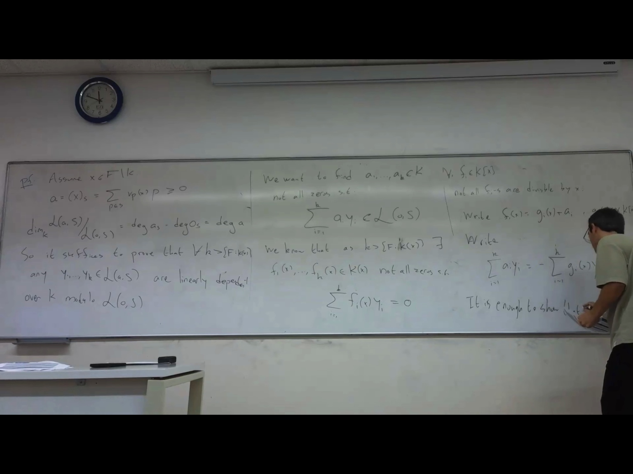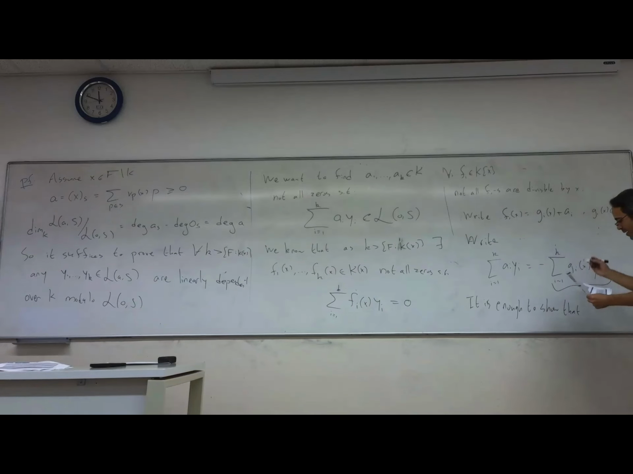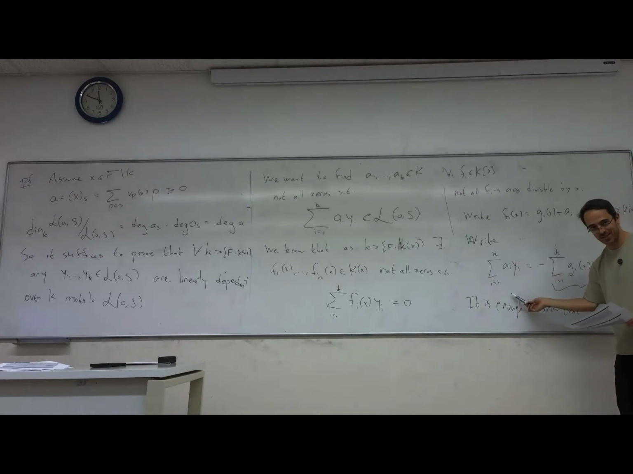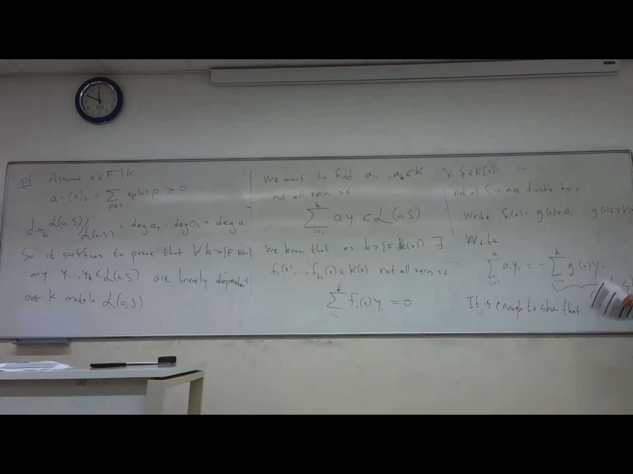that this thing, with the minus or without, it doesn't matter, is in L0(S). I mean, we want this to be in L0(S). We want to find a_i, not all 0 in K, such that this is in L0(S), but that's the same as this, so it's enough to prove that. And the minus doesn't matter because it's a vector space. It doesn't have poles on this, right?